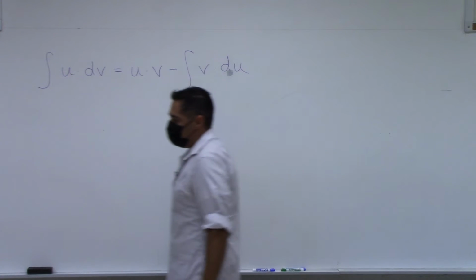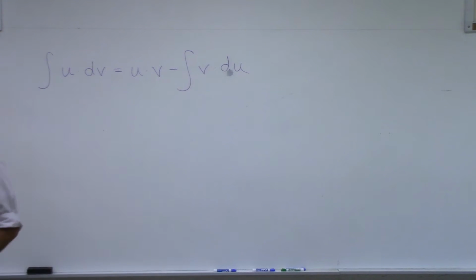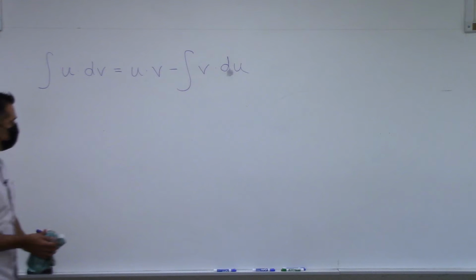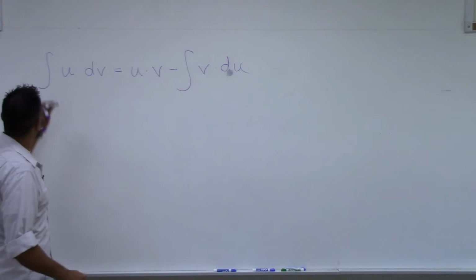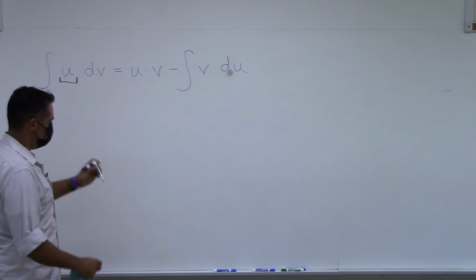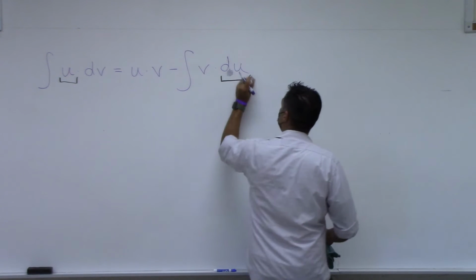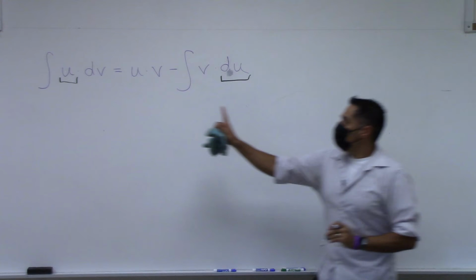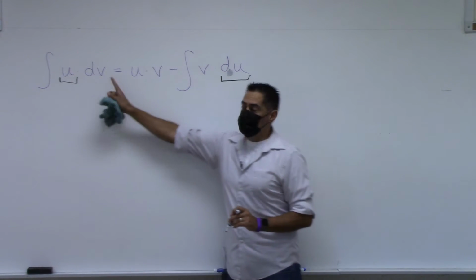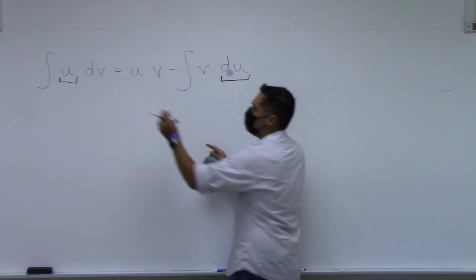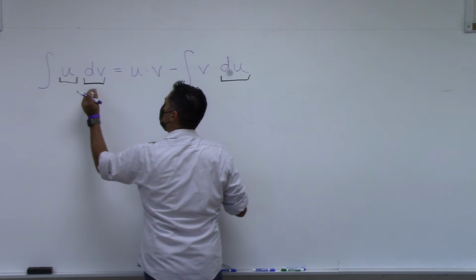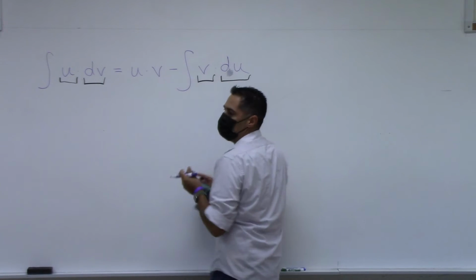Now, I talked about the idea that the main idea of this formula is this thing called transferring the derivative. So in the first integral, you're starting with some function, u, and then in the new integral, it's the derivative of that, right? So we've transferred the derivative from u over. And then here is dv, and then that gets converted to v.